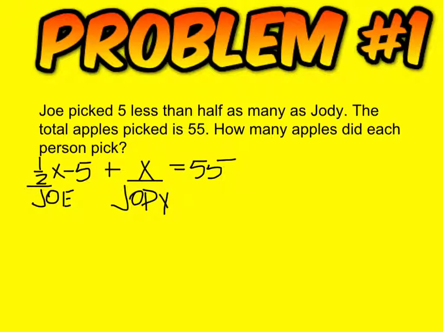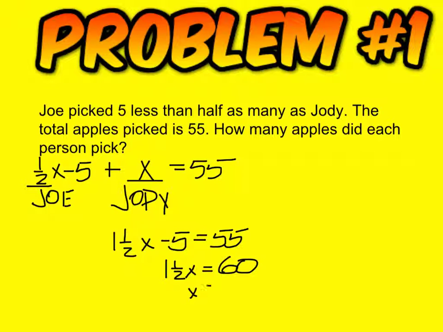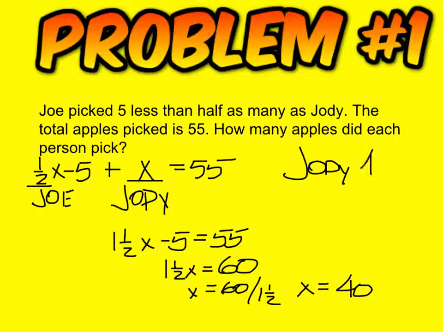A half X plus X is how many X's? 1.5 X minus 5 equals 55. Add 5 to the right side to get 60, and divide 60 by 1.5. What is 60 divided by 1.5? 40. So who is 40? Jody. And if we put 40 in here for Joe, half of 40 is 20 minus 5 is going to be 15. 40 and 15 are the answers.